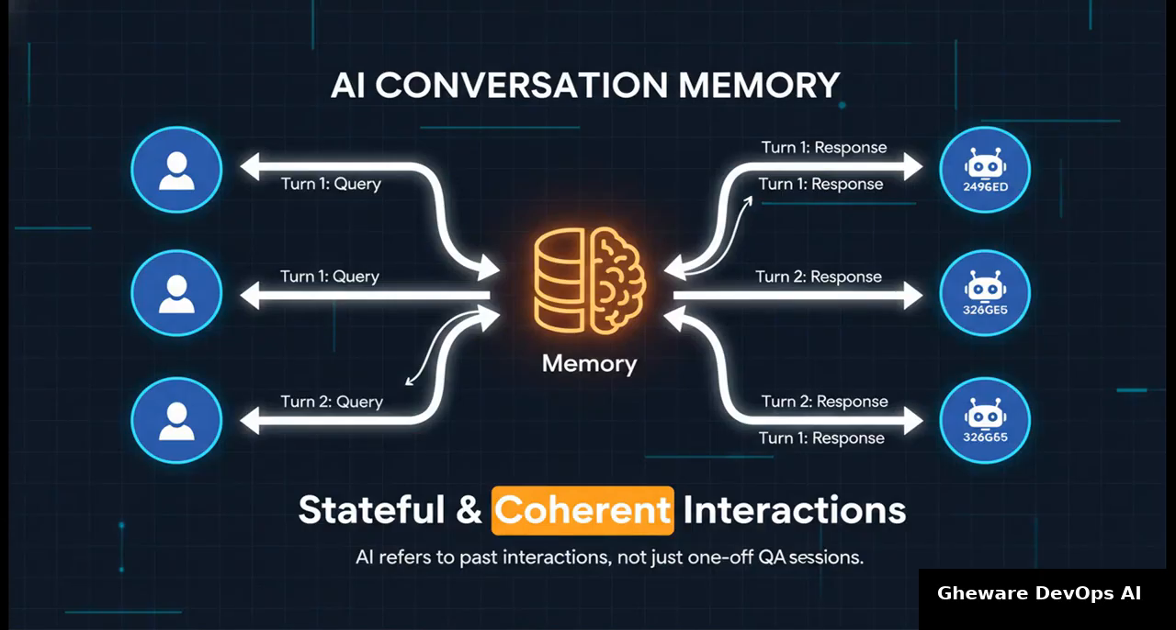Okay, our final core technique is memory. A single question and answer is useful, but the real value, the real magic, is in a coherent, back and forth conversation. Memory systems are what allow the AI to remember previous parts of the chat, to keep track of things, and to maintain state. It's what turns a simple Q&A bot into a true digital partner.